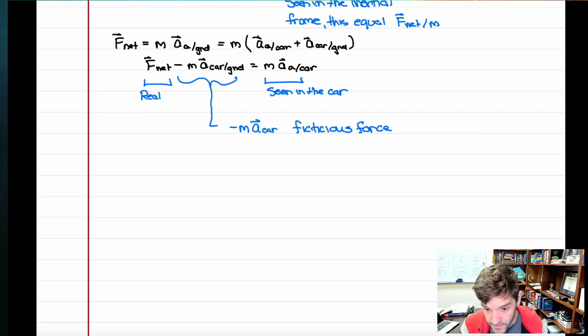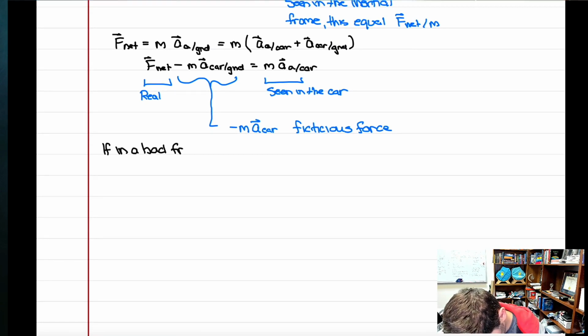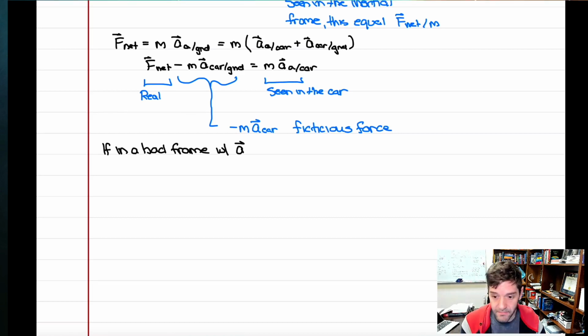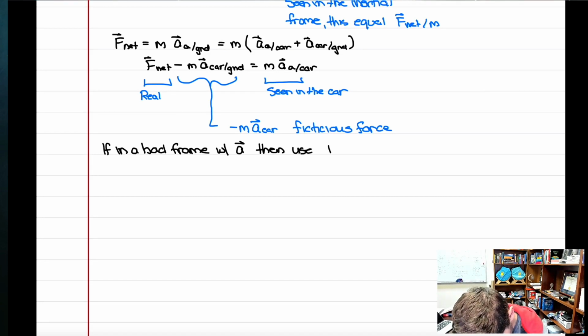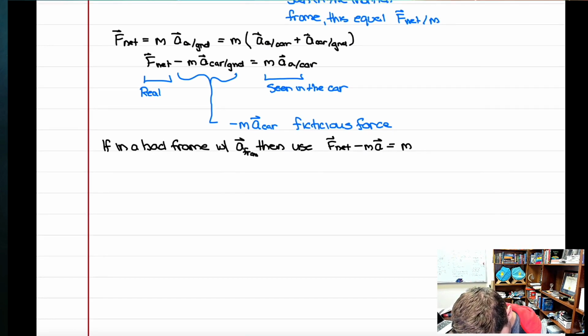So if you're in a bad frame, by which I just mean a non-inertial frame, that is accelerating by some vector a, which could be linear, it could be rotating, doesn't matter, then don't use F net equals ma, but use F net minus m times a, let's call this a sub frame.